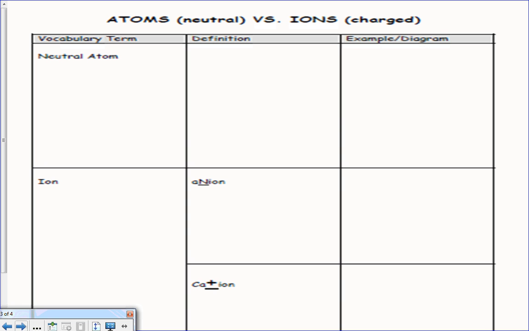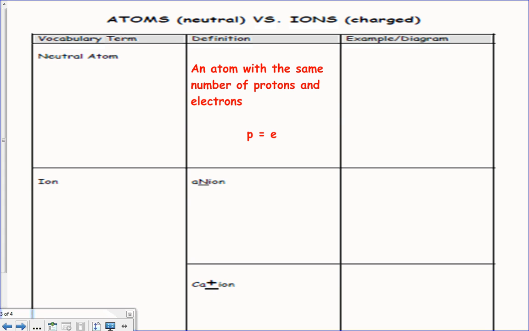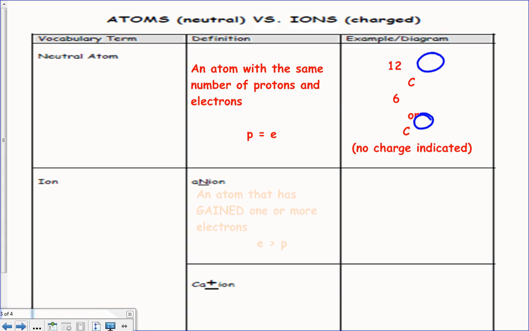So a neutral atom, let's get into the definitions. A neutral atom is going to have the same number of protons and electrons. Remember we talked about this last video. The number of pluses and the number of minuses cancel each other out perfectly. So when I look at the diagram, I'm going to see regularly a C with a 6 and a 12 with no charge. See, up here, there's nothing, not a plus or a minus, okay? That's what we're looking for with ions.